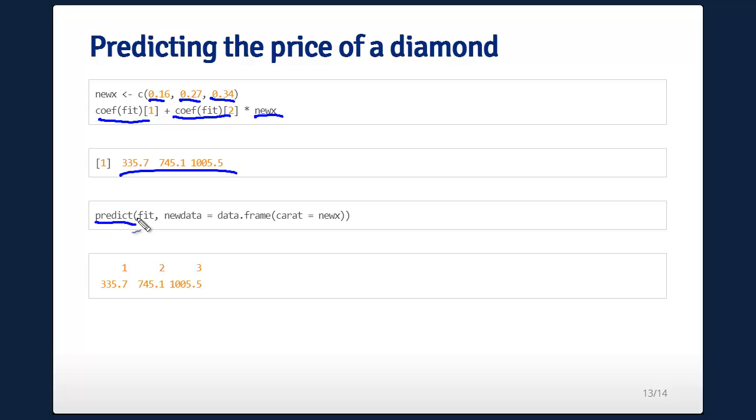Fortunately, R gives you a nice predict function. You say predict, fit is what we assigned the fit to, and then newdata is the data that you want the predictions at. And you want it to be in a data frame, and the variable name needs to be the same as the variable name from the regression. So here newx is the name of the three numbers that I wanted to get predictions at. So I'm going to rename that vector as carat in my data frame, and so now when it does predict, it knows what variable to look for to plug into, and then you can see you get the same numbers there as you do there.